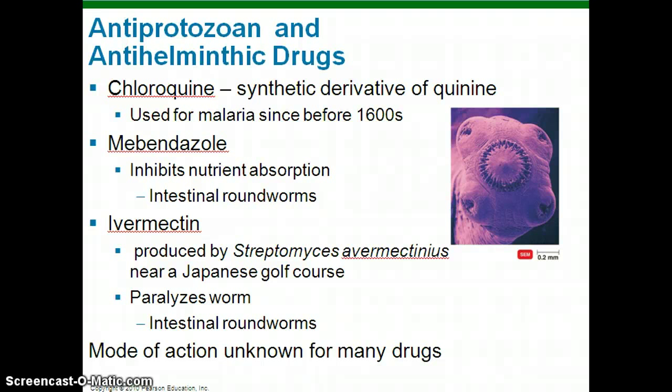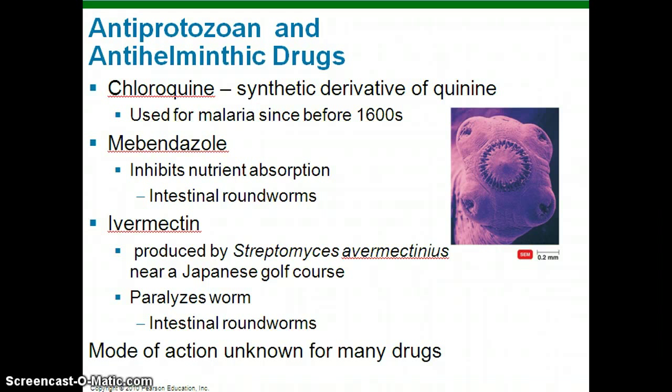Protozoan and helminthic diseases are really difficult to treat because they are eukaryotic, and therefore their cells are structurally and functionally similar to human cells. However, there are a few drugs that have been used, in fact have been used for a long time. Chloroquine is a synthetic derivative of quinine, and quinine has been used for the protozoa that cause malaria since before the 1600s.